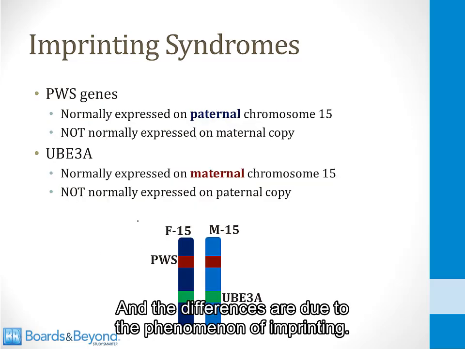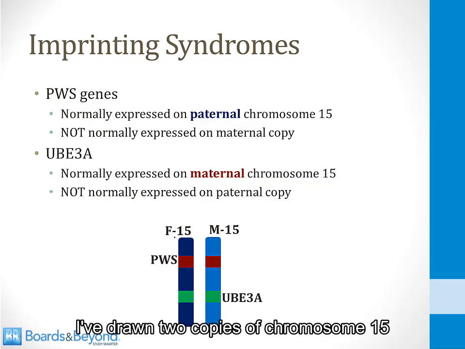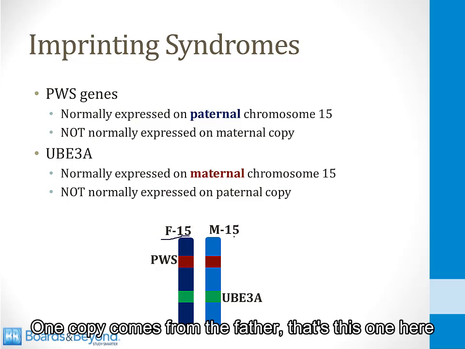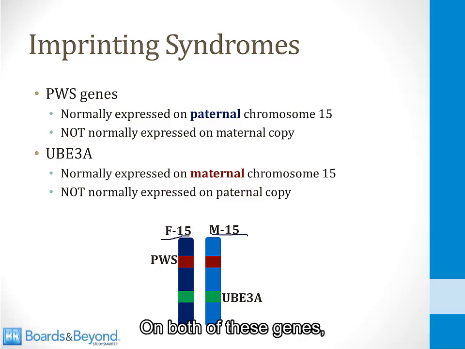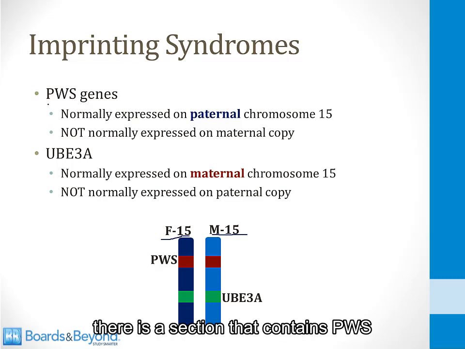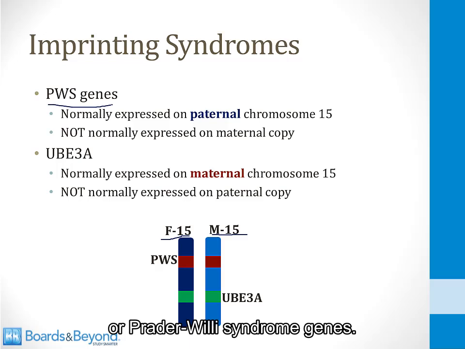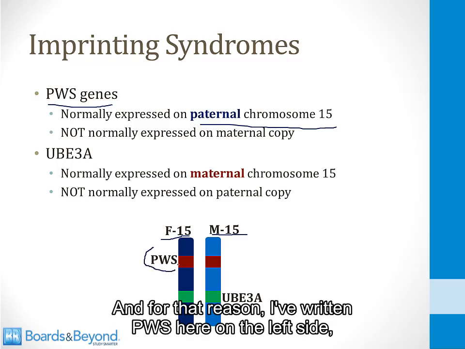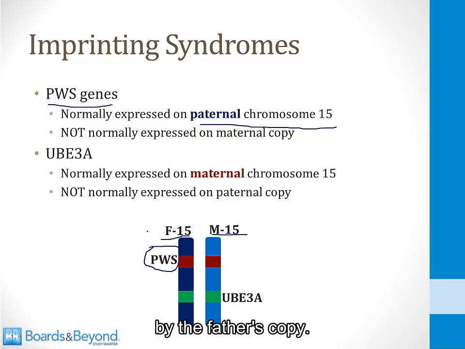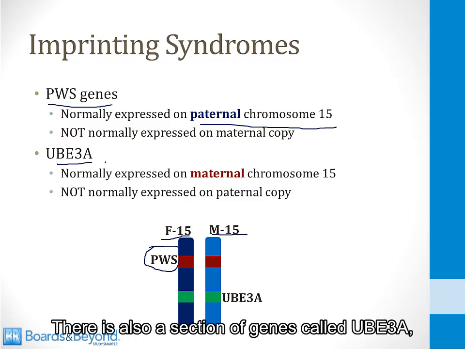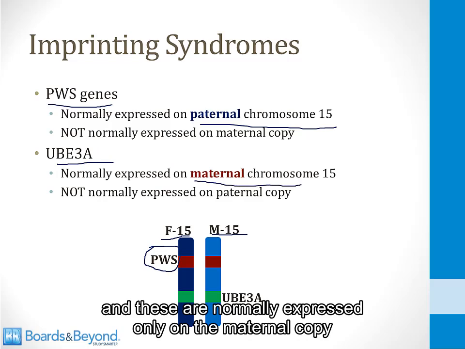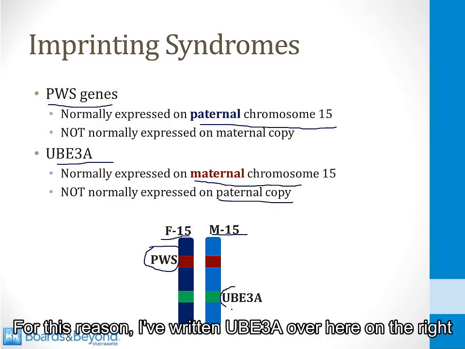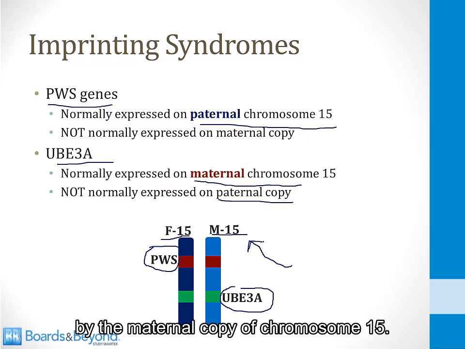To understand this better, at the bottom of this slide, I've drawn two copies of chromosome 15 in a particular individual. One copy comes from the father, that's this one here, and the other copy comes from the mother. On both of these chromosomes, there is a section that contains PWS, or Prader-Willi syndrome, genes. However, these are normally expressed only on the paternal copy and not on the mother's, and for that reason I've written PWS here on the left side by the father's copy. There is also a section of genes called UBE3A, and these are normally expressed only on the maternal copy and not normally expressed on the paternal copy. For this reason I've written UBE3A over here on the right by the maternal copy of chromosome 15.